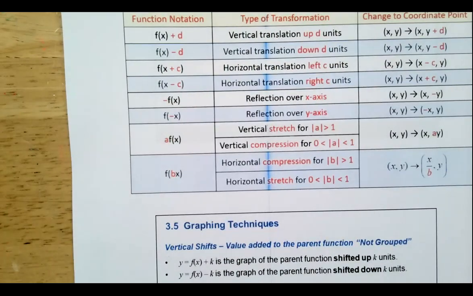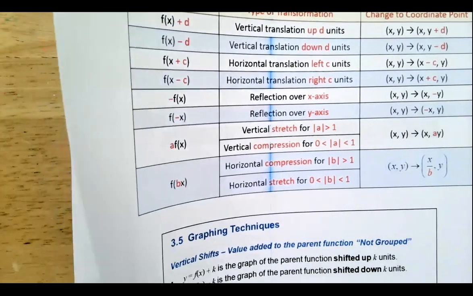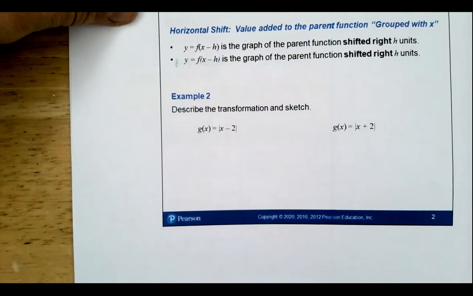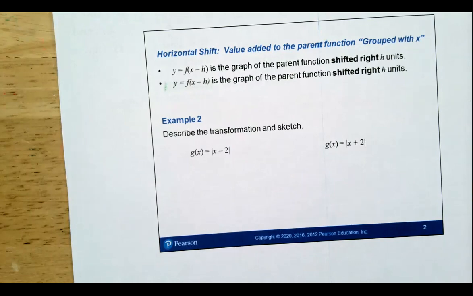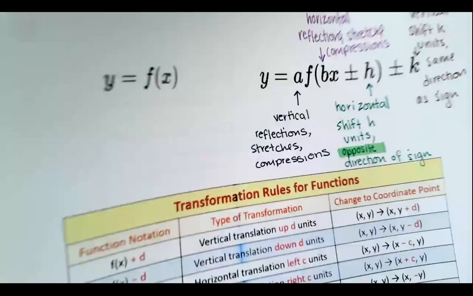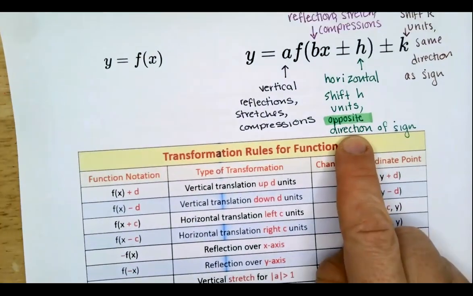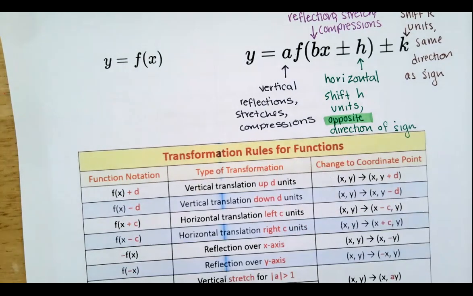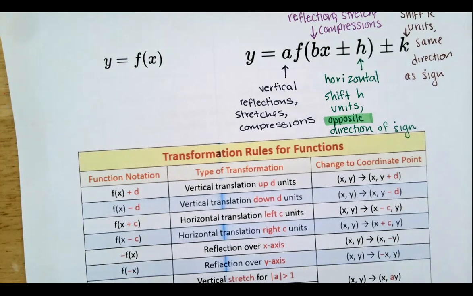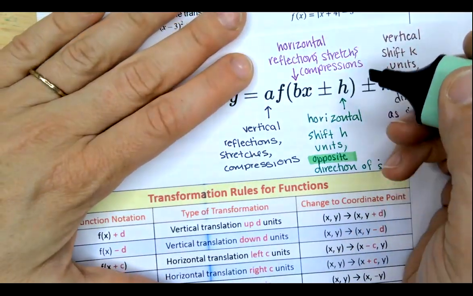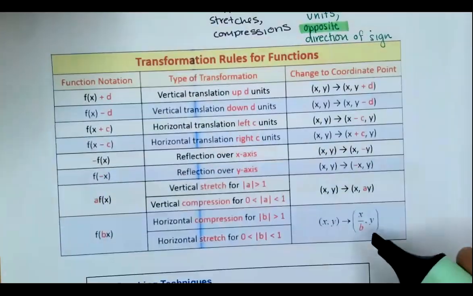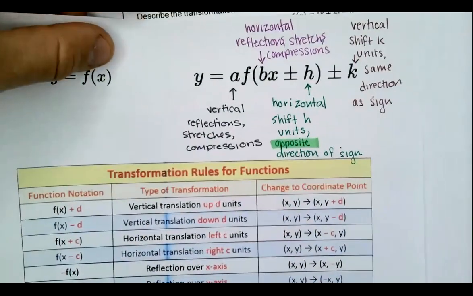Good. All right, so those are called vertical shifts because we are just shifting them up and down. Better said, up or down. Now, horizontal shifts: remember that for horizontal shifts, we move opposite the direction of the sign, and similarly, horizontal reflections, stretches, and compressions are also the opposite. They also are divided by instead of multiplied.